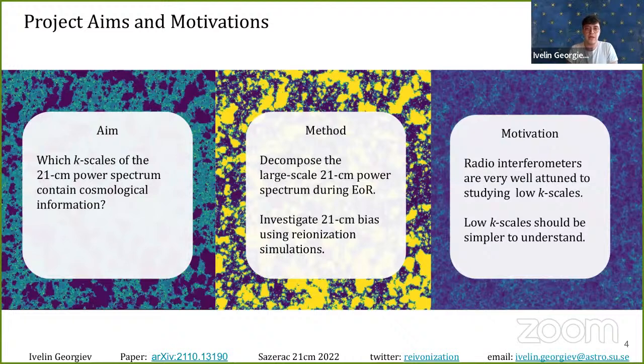So one question one could ask, as a motivation and aim of this talk and the paper that I have been writing, is which k-scales of the 21 centimeter power spectrum contain cosmological information. One way to try and understand this is to decompose the large-scale 21 centimeter power spectrum and then investigate a bias parameter. A possible motivation might be that radio interferometers are well attuned to studying low scales, or at least the low scales I define, and low scales should be easier to understand. That is to say, low k-scales.